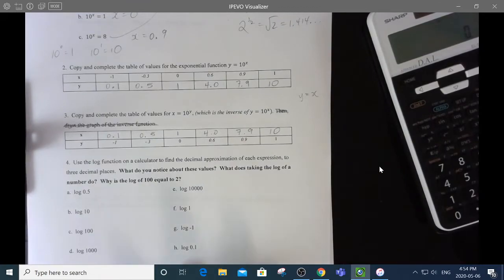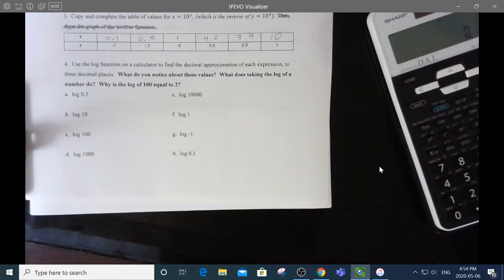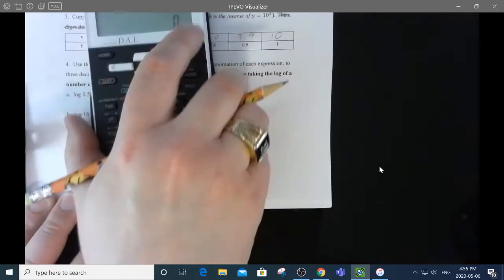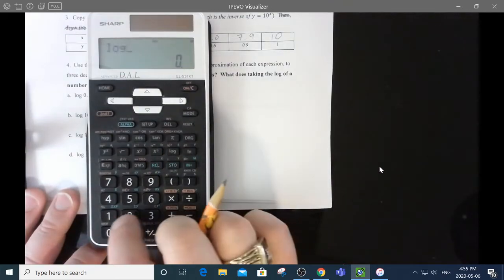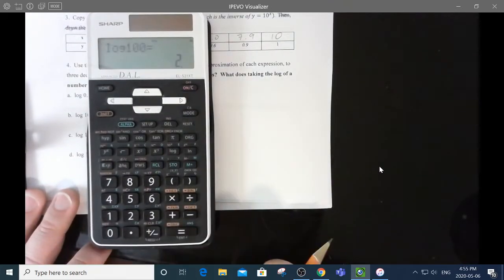All right, number 4. Let's use our new log button. Well, there's nothing new about the button. It's new to us because some of you have probably never used it before. Let's use the button that says log and see what we notice about these answers. And what does taking the log of a number do? Why is the log of 100 equal to 2? Is that true? Let's see. Log of 100 is 2.